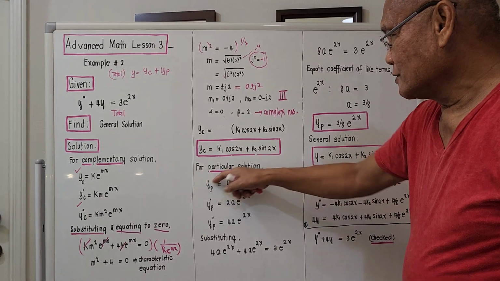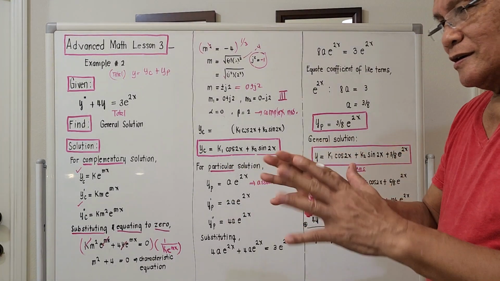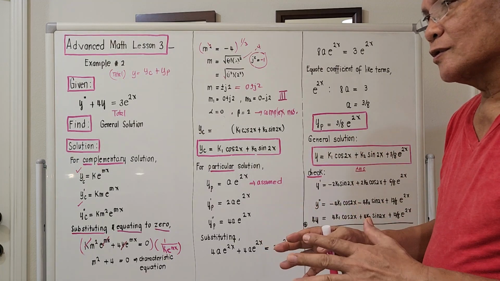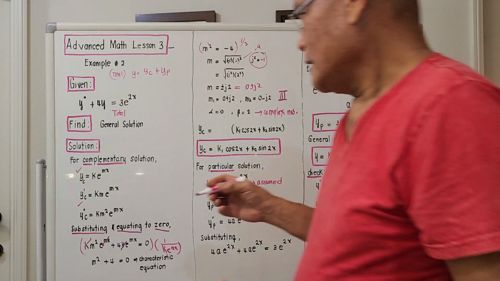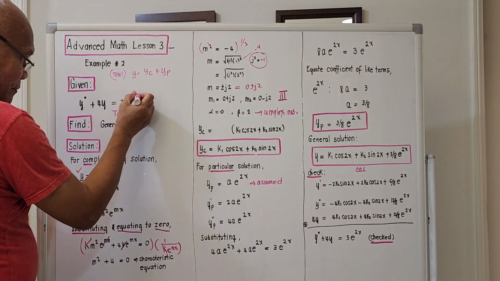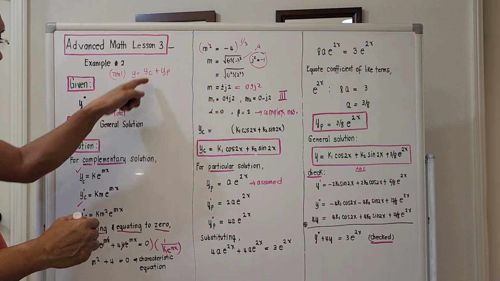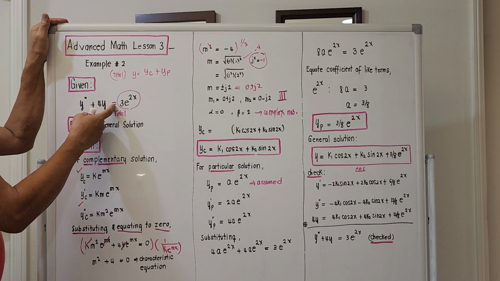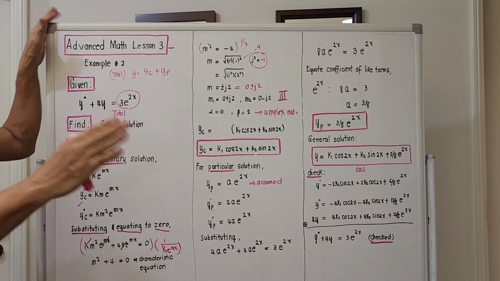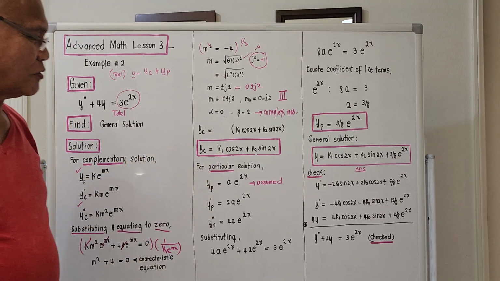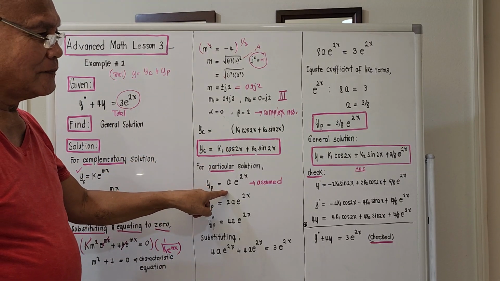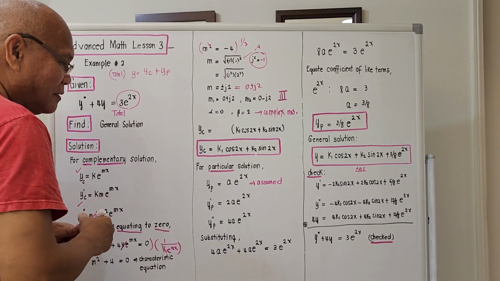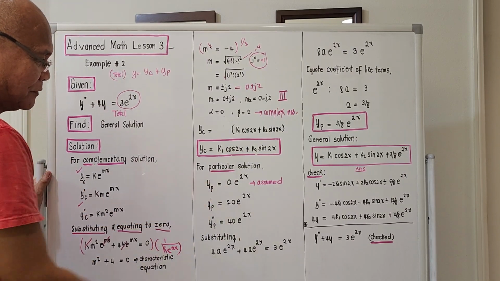For the particular solution, okay, this is the hard part, because you will base your particular solution on the given right hand side. And if you try to inspect the right hand side, it is an exponential function, right? It is with coefficient 3 times the exponential function e to the 2x. So the particular solution will be a certain constant a times e to the 2x. And for the meantime, we do not know the value of a.